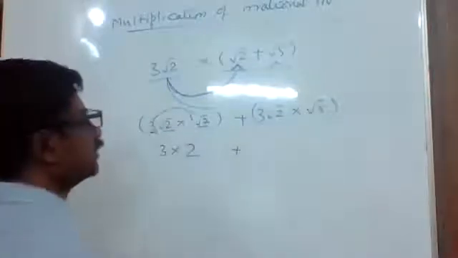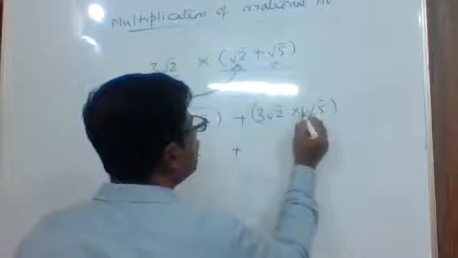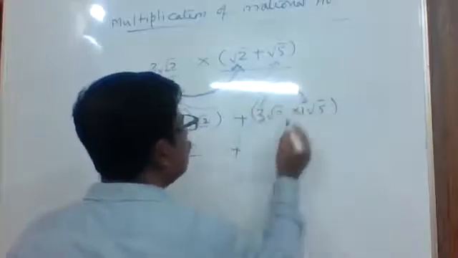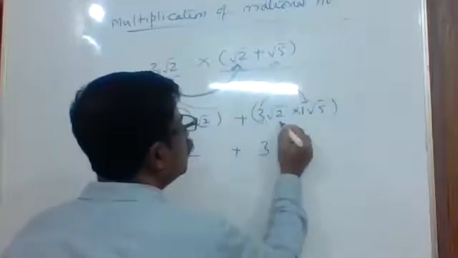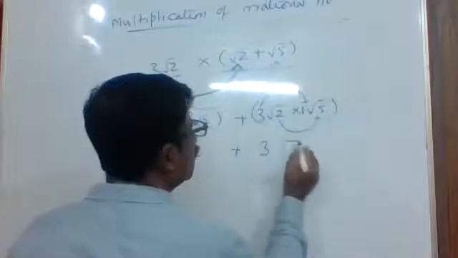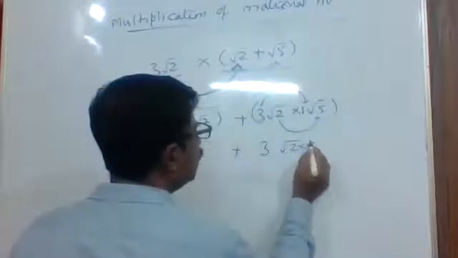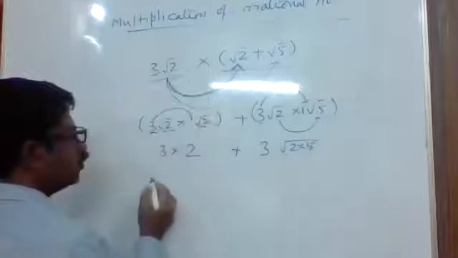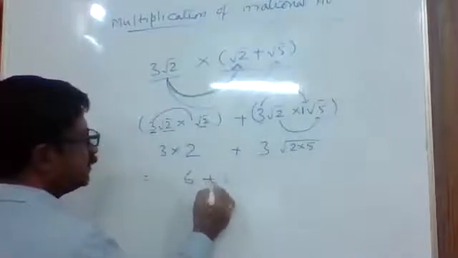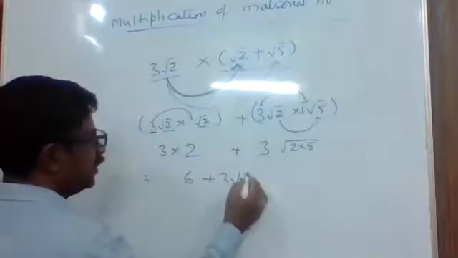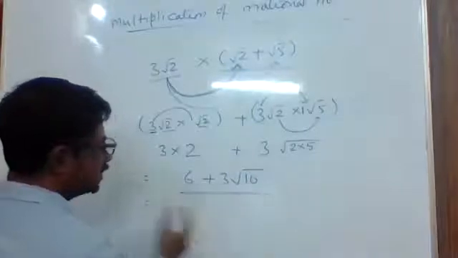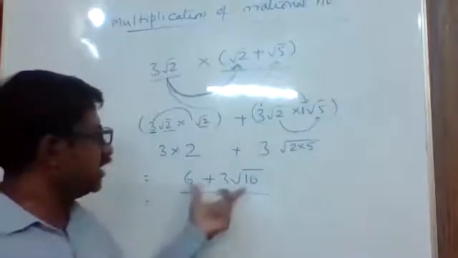Now we move to this part. Here again, as I said, this is 1. 3 into 1 is 3. Root 2 into root 5, both are different numbers. Therefore, we have to multiply inside the radical, 2 into 5. That is 6 plus 3 root 10. That's the answer.